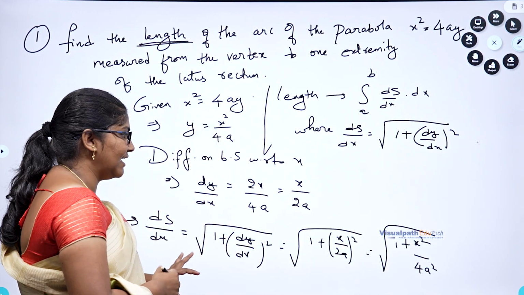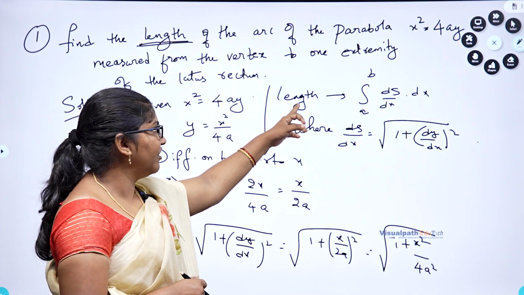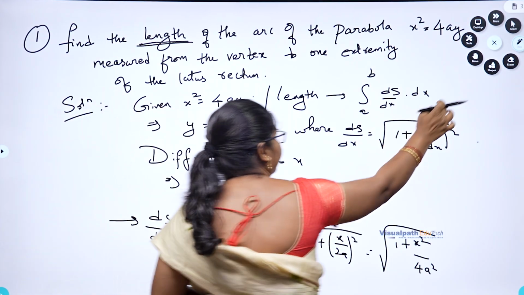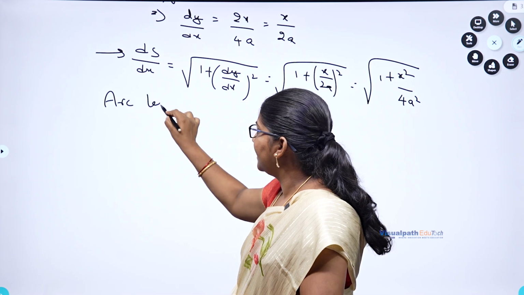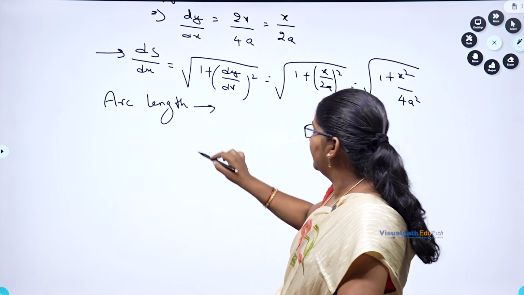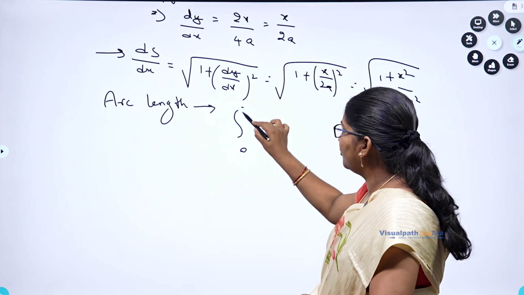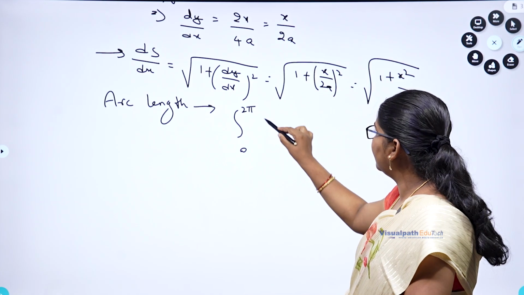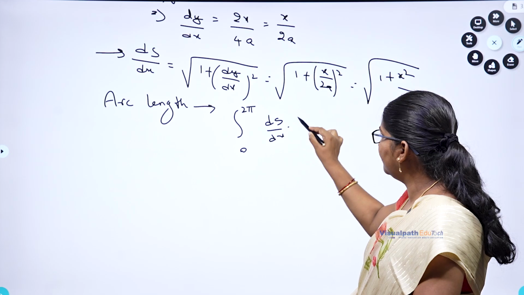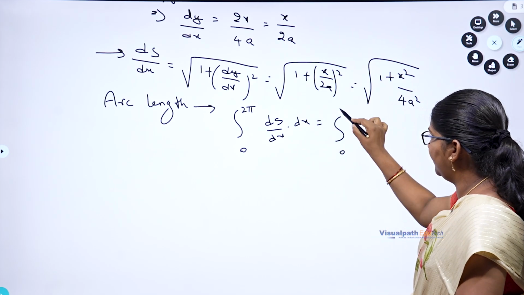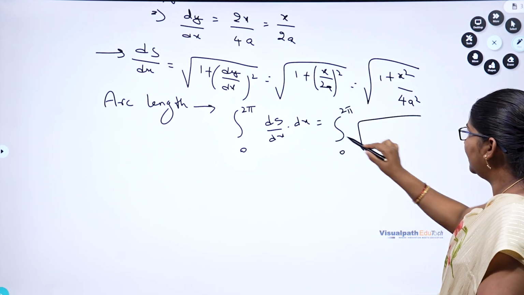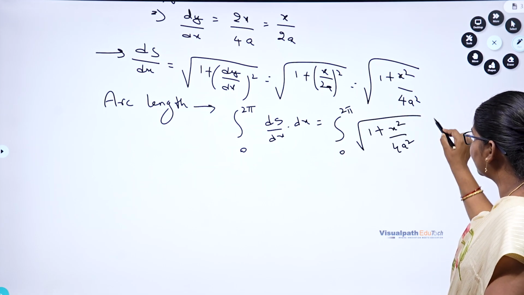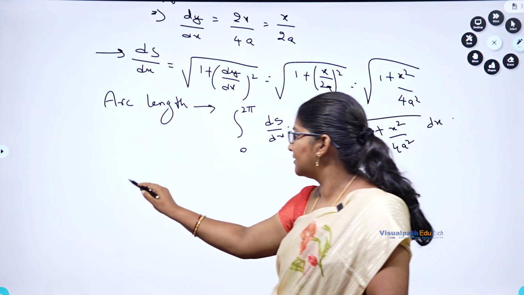Now, this is the length element. Now, what we have to do? We have to find the arc length, the length of the arc of the parabola. Arc length is given by the integral, and the limits are from 0 to 2 pi, of ds by dx into dx, that is equal to the integral of the square root of ds by dx, which we got as 1 plus x square by 4a square, into dx.